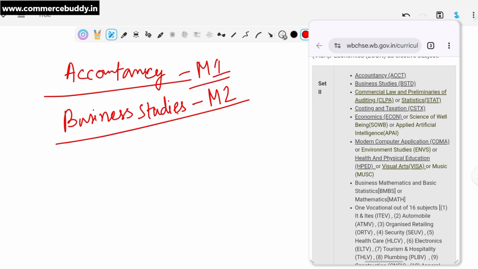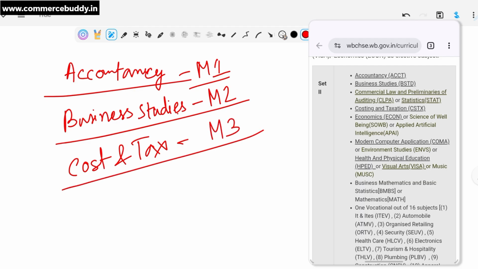Now, number three would be our costing and taxation. This is a must-have subject for Class 11 and 12. This subject doesn't get offered for CBSE students because they haven't introduced it at the 11 and 12 level. They study it in higher education, like in graduation, or when they are doing a professional course. But it covers a major portion of the total commerce industry.